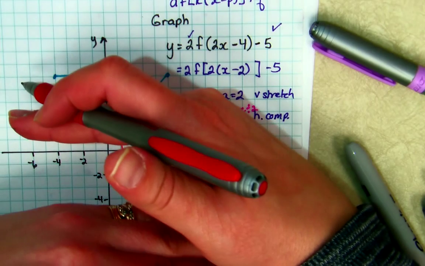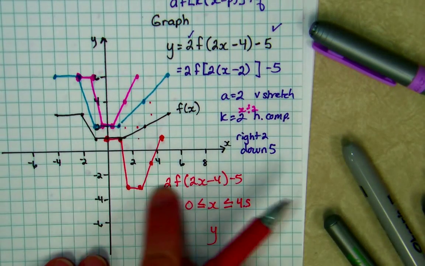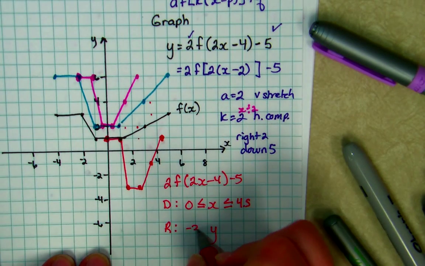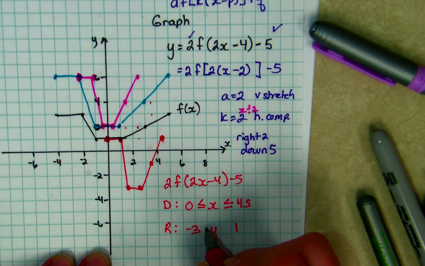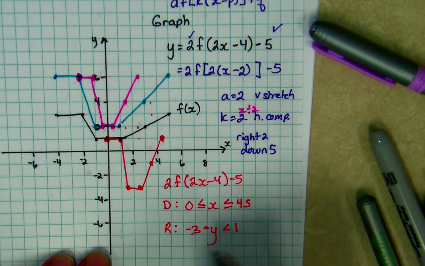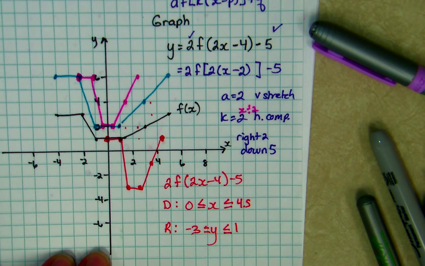Now for the y's, I look at my floor and my ceiling. The floor of the red graph is -3. The ceiling of the red graph is +1. My signs always open in the same way. And I can add in my or equal to lines underneath.